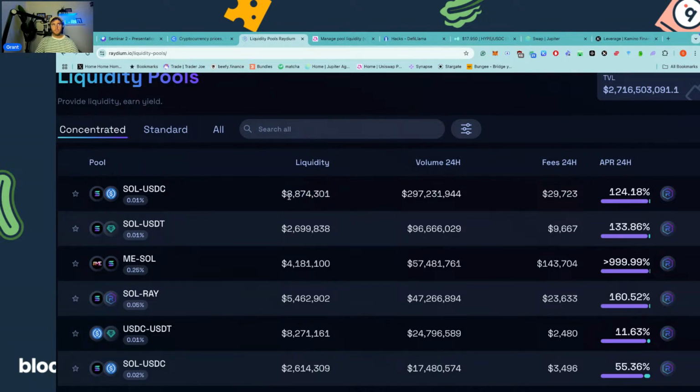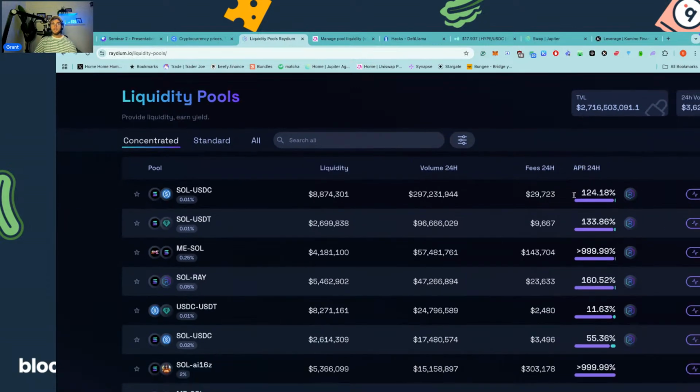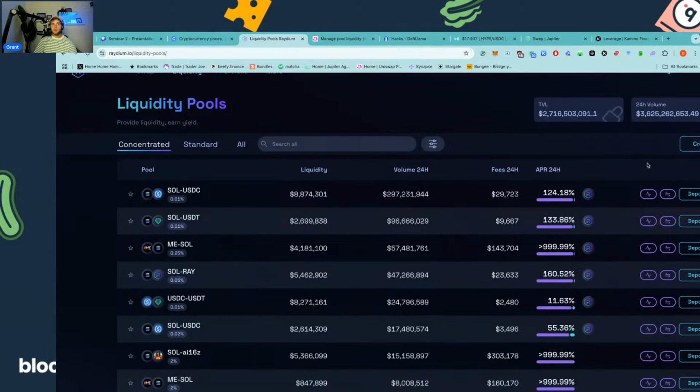So let's say you own roughly 10%, like 887,000, right? In the last 24 hours, you will have earned $2,972.30, because it's your proportional share of the liquidity. Same again, if you own 1% of the pool, so if you had 87K in there, you'd have earned $297 or something. Okay. And annualized, that comes out at roughly 124% a year, which is good going.